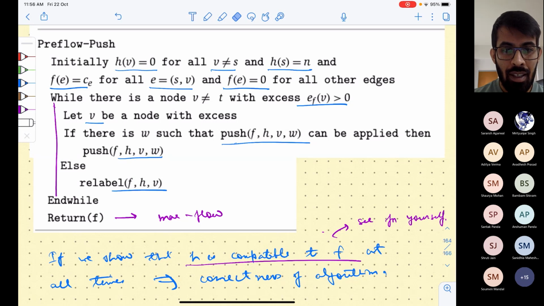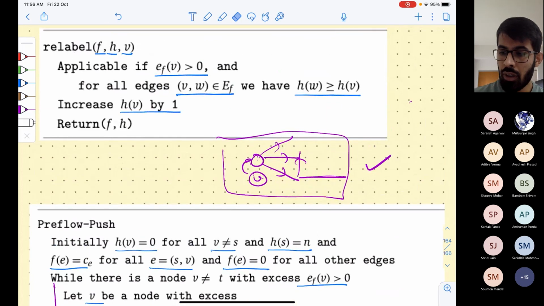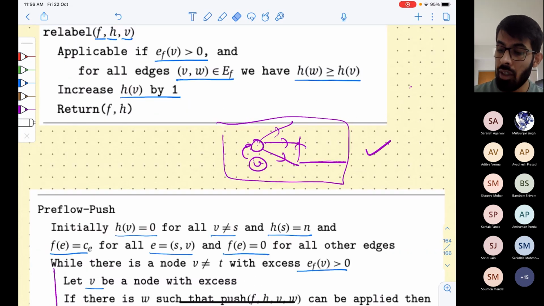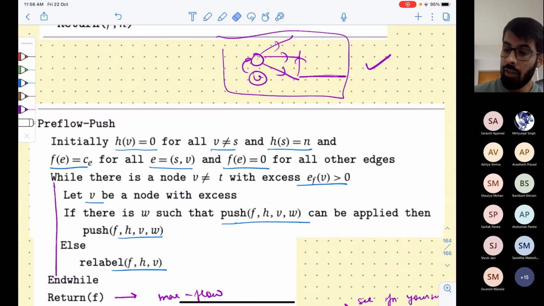Go ahead. Sir, when the excess of v is greater than 0 and there's no node w to push to, then we relabel the height, but the excess flow is still greater than 0, right? Yeah, when we relabel the height, we don't change the flow. So at the end, the excess flow will not become 0 for this vertex. It will become 0, because now that we have relabeled, we go again, right? Then we go to the start of the while loop.